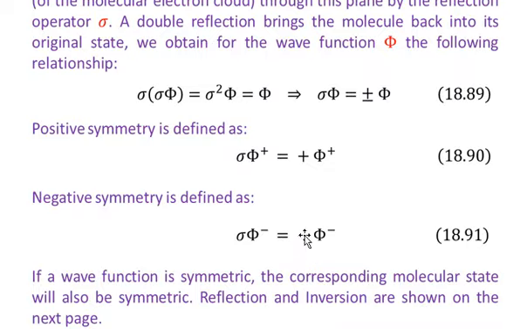So you see that if a wave function acquires a negative sign after being operated on by sigma, that is, after the reflection of the wave function in the plane, then of course this will be referred to as negative symmetry. So here we defined the wave functions having a positive symmetry and having a negative symmetry, respectively, with a positive sign on the right hand side after reflection and with a negative sign after reflection, respectively.